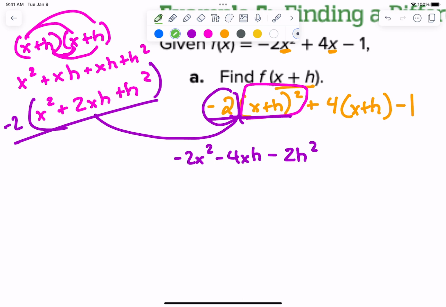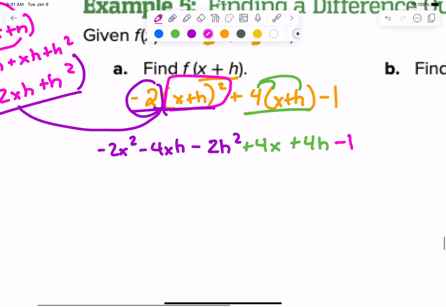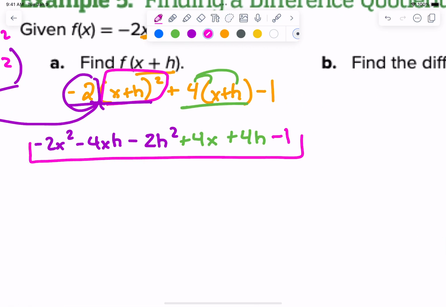All right, next, this part. We're going to distribute the 4 through. So plus 4x plus 4h, and then I've got the minus 1 on the end there. Do you see what I just did? That's that whole big chunk, and nothing consolidates. Nothing goes together, right? That is all of that piece, okay?